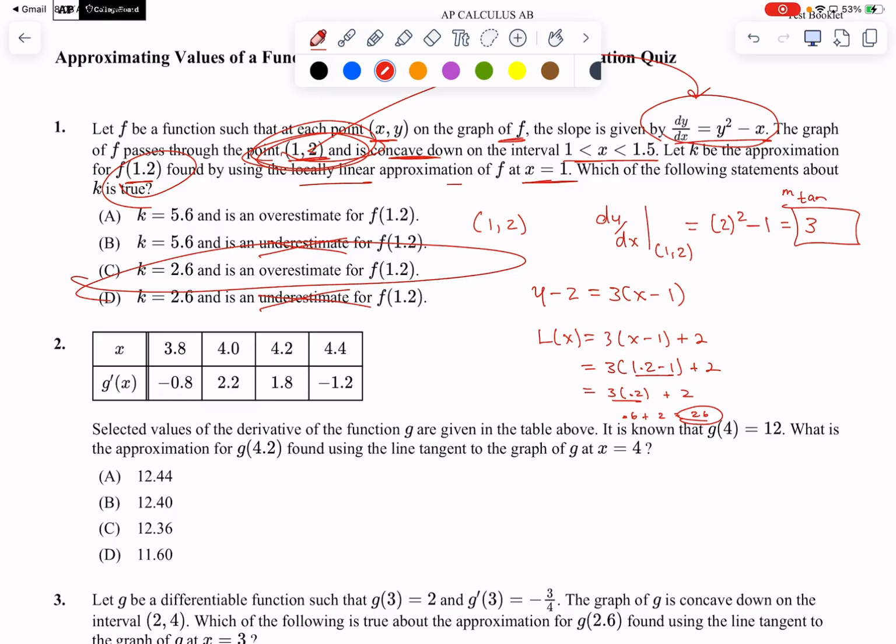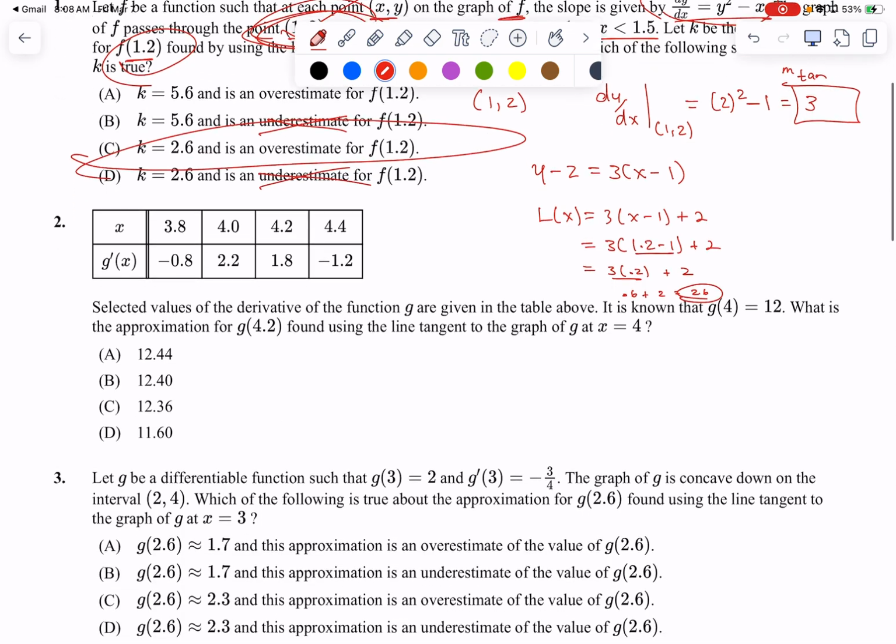I'm assuming I don't have the answer key for this one up, so we're just going to assume I'm right. This one will be really easy. It says selected values of the derivative. So the derivative selected values are given, and we know that g of 4 is equal to 12. What's the approximation for 4.2? Same thing. So we want it at 4. The derivative at 4 is what? So we know the derivative at 4: g prime of 4 is 2.2. So there's my slope of my tangent line. We also know the point: g of 4 is equal to 12. So here's my point. We know my point and my slope.